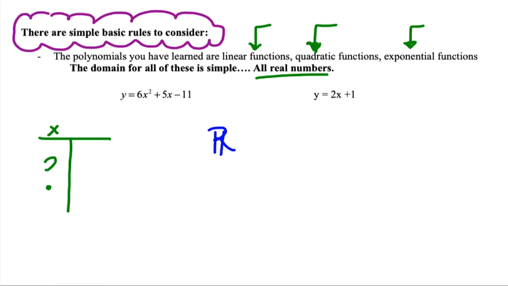Now I'm going to introduce something called interval notation. Another way to write all real numbers would be using parentheses and saying -infinity, infinity. We're going to talk more about interval notation later on, but I'm just letting you know right now that's a way to write all real numbers. So that's a basic rule: if it's one of these three functions, then the domain will be all real numbers.